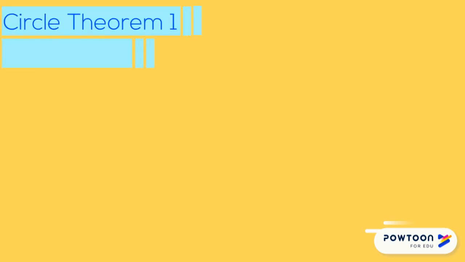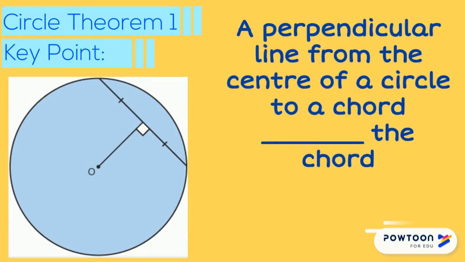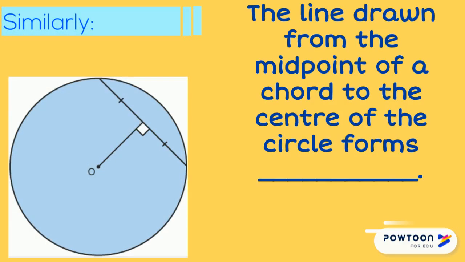Our first circle theorem is that if we have a perpendicular line drawn from the center of our circle to the actual chord, it will bisect the chord. Remember, bisect just means cut into 2 equal parts. Another way of thinking of this circle theorem is that if you have a line drawn from the midpoint of your chord to the center of the circle, it will always form right angles.